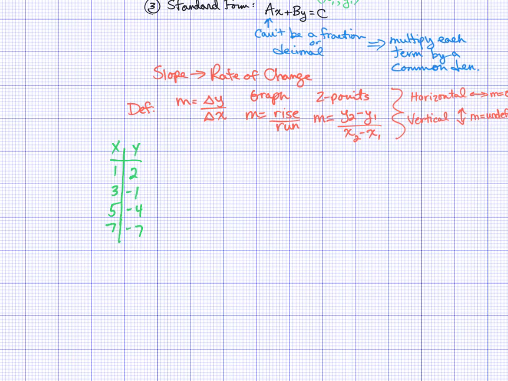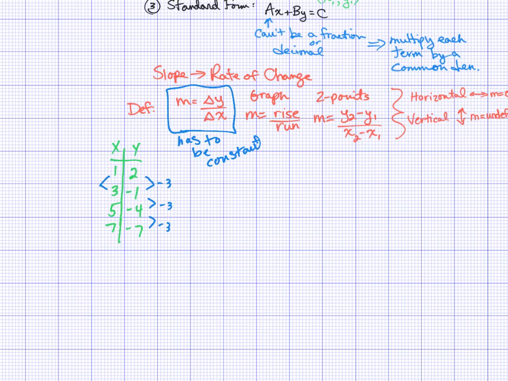So remember that the slope of a line has to be constant. The rate of change has to be constant. So this delta y over delta x has to be constant, and if it's not constant, then we're not talking about a line. So we have to find delta y and delta x first. I'm just going to find the change in the y's every time. From 2 to -1, we go down 3. From -1 to -4, we go down 3. From -4 to -7, we go down 3.